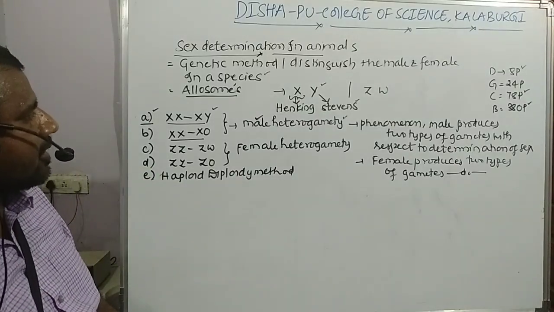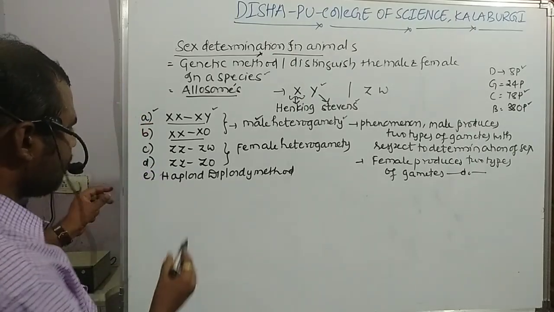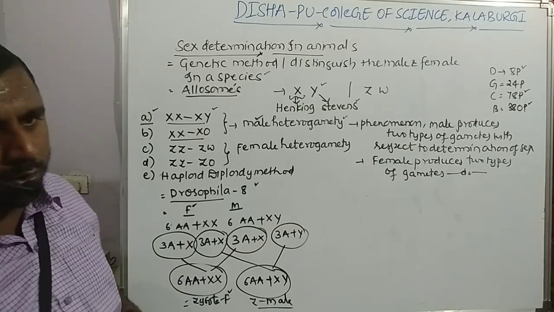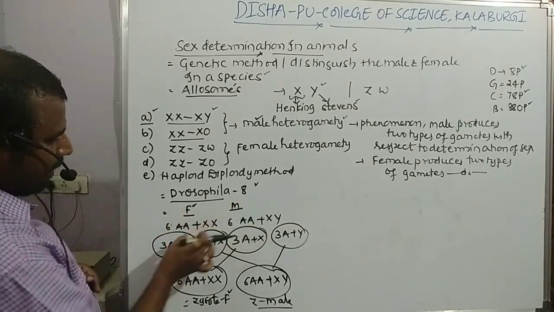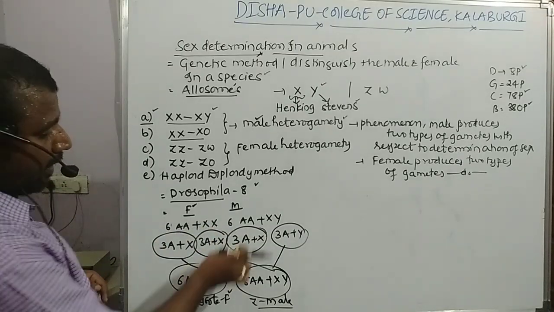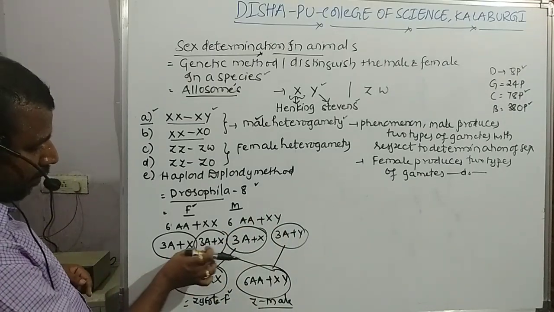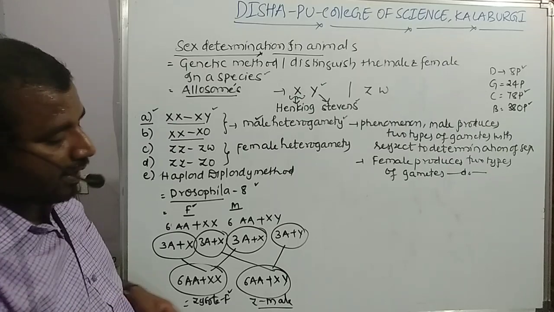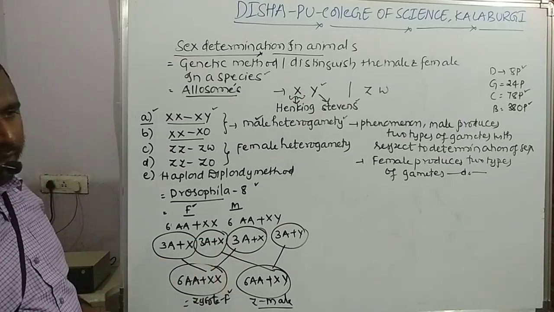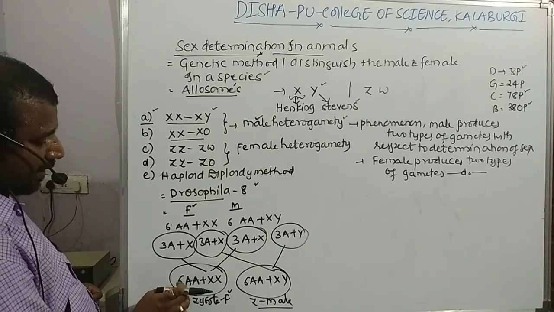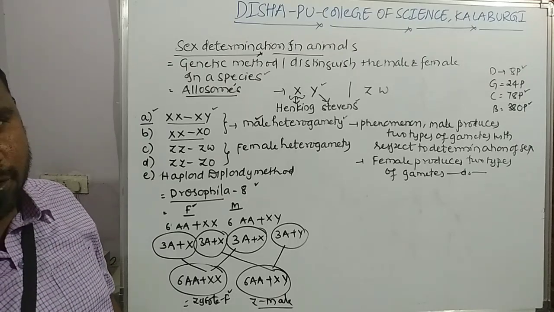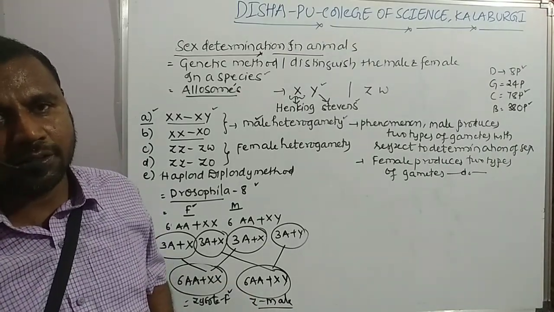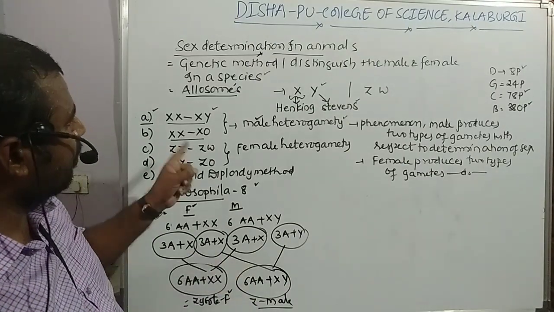Now, first moving toward the XX-XY type. Here we have to consider one good example, that is Drosophila melanogaster. The female has 6 autosomes plus XX and the male has 6 autosomes plus XY. These are the possible gametes: 3 autosomes plus X, 3 autosomes plus X, 3 autosomes plus X, 3 autosomes plus Y. When fertilization occurs, the zygote having 6 autosomes plus XX develops into the female, and the zygote having 6 autosomes plus XY develops into the male, because the male is the heterogametic condition.